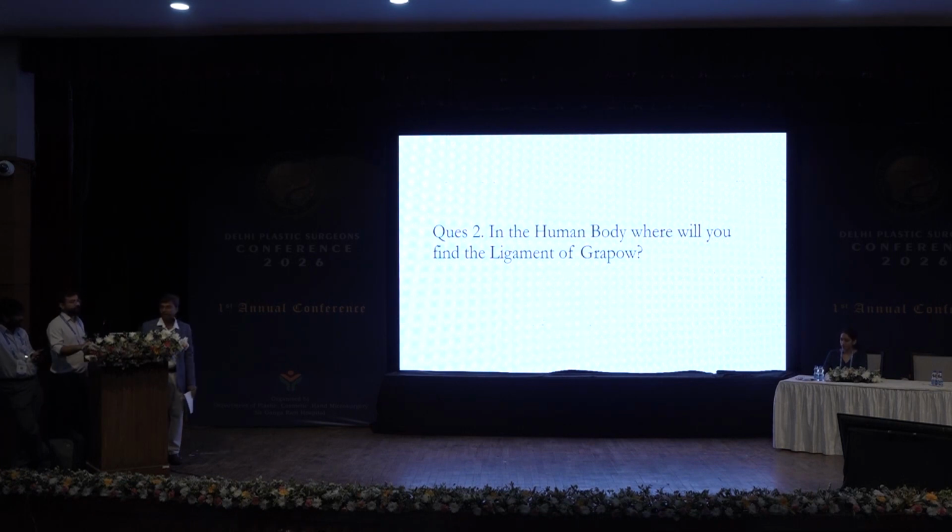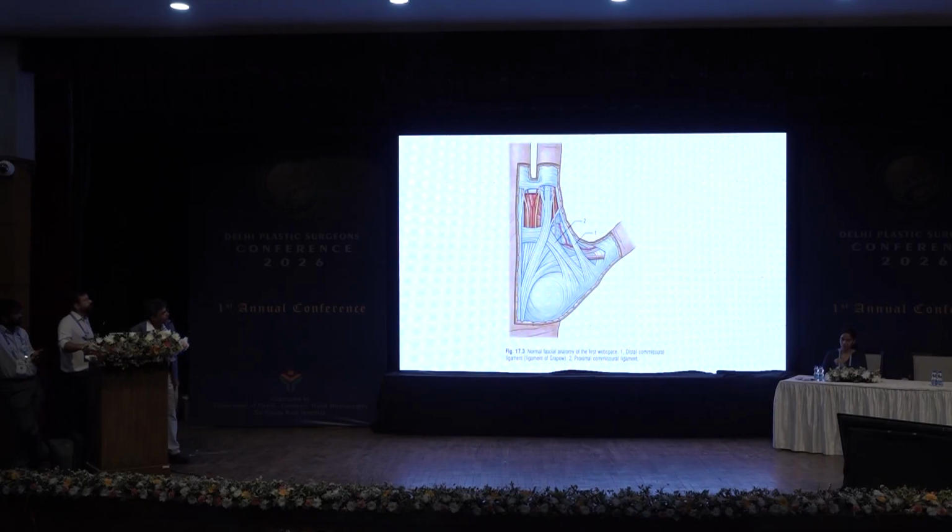So none of you got it right. So basically it is in the first web space, and it is the distal commissural ligament of the thumb, which arises from it in the first web space. Number 1 is the ligament of Grapow. Okay. So this question was to team B.